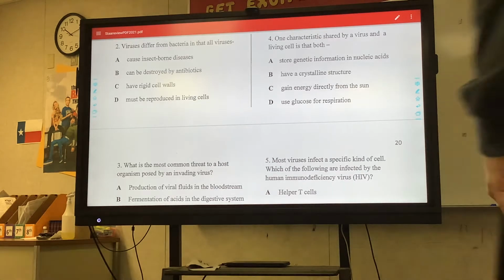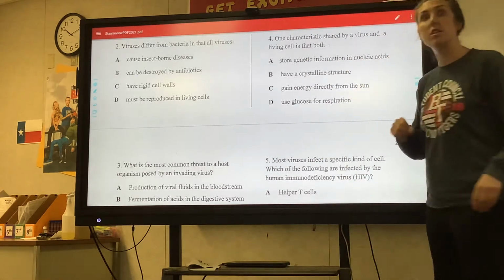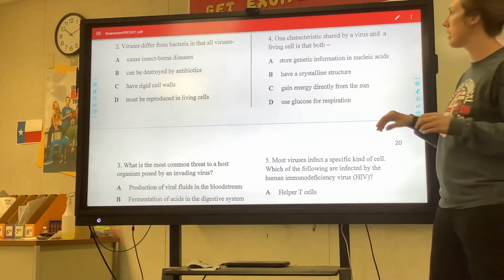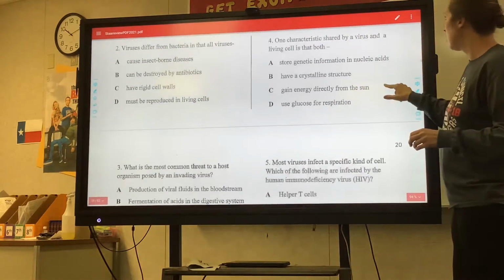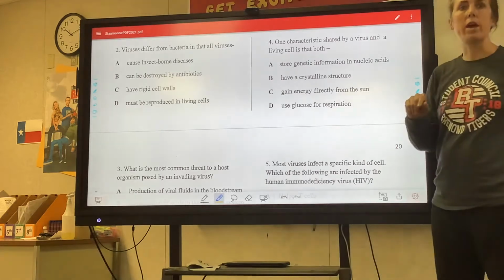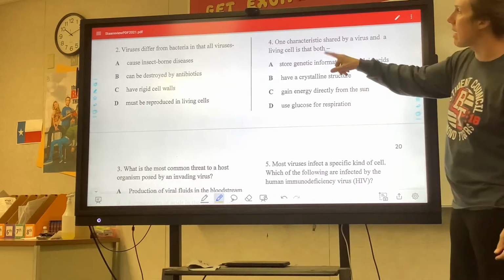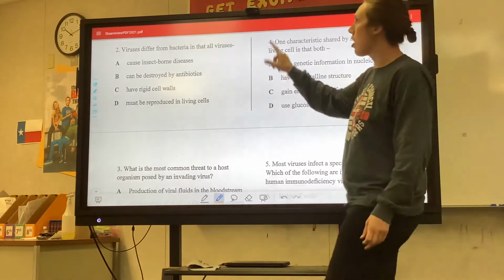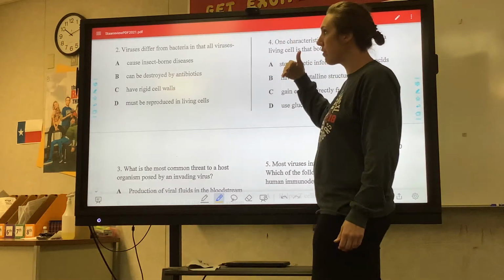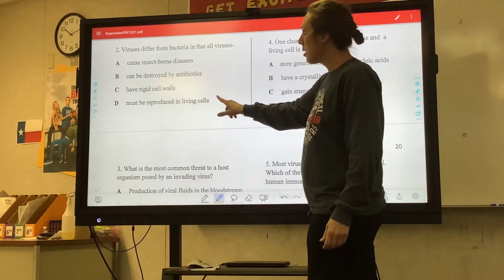Okay, let's go over this quickly. I'm not going to give much of an explanation, but I am going to show you how I picked the right answer. Okay, up here. Viruses differ from bacteria in that all viruses have to have a host.